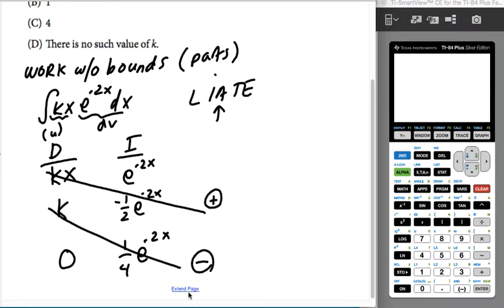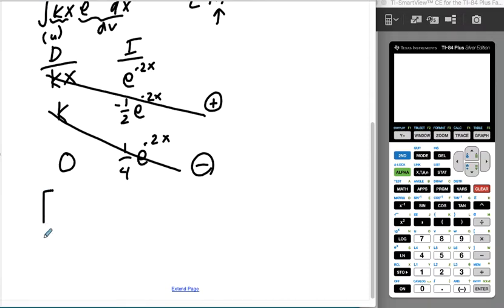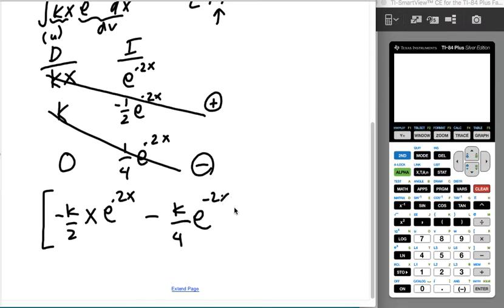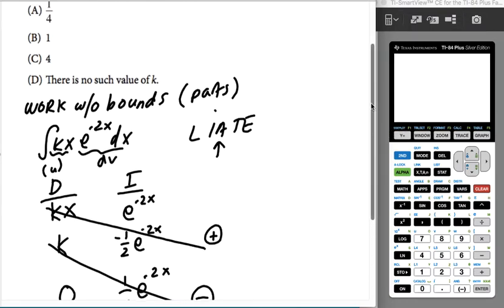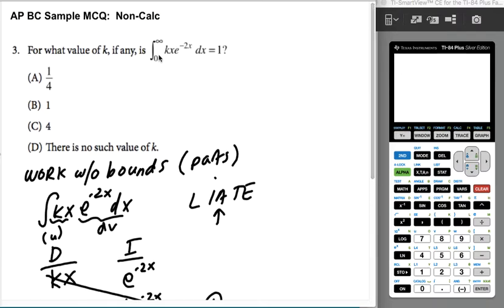So what's going to happen is I'm going to get that this integral is actually, from one bound to the other, a negative k over 2 x e to the negative 2x, and then a negative k over 4 e to the negative 2x. And then it would disappear in the last one. Now if I go back and look at my bounds, I know that it's from 0 to infinity.